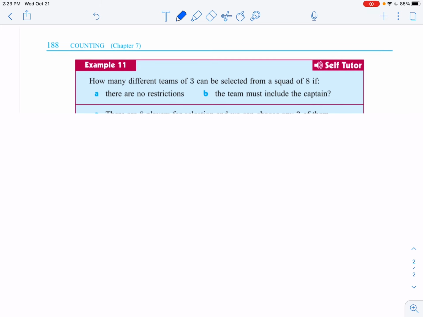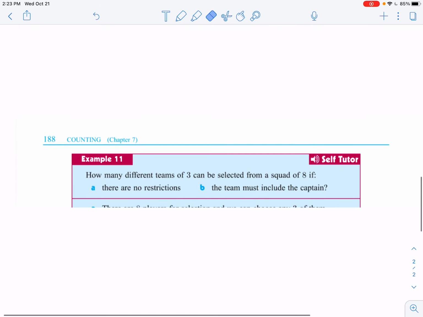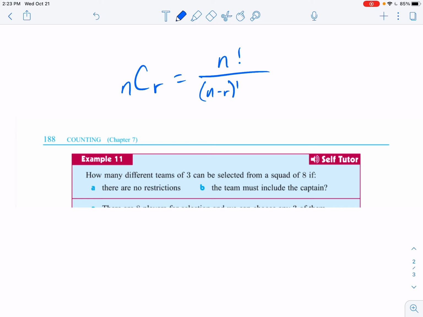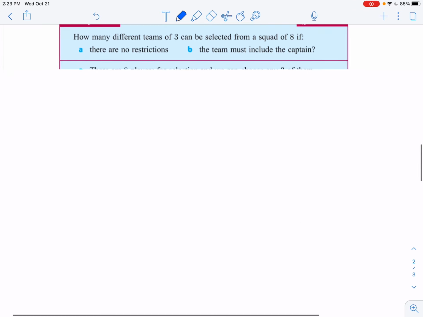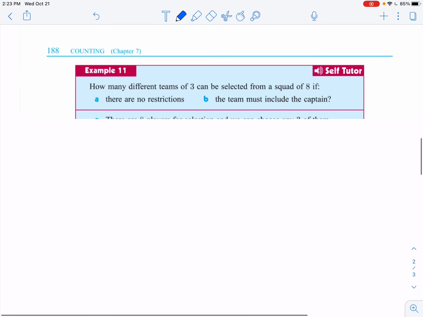How many different teams of 3 can be selected from a squad of 8? Now, different teams of 3 tells me that it doesn't matter what order I pick them in. So now we're looking at a combination. And a combination, hopefully we have talked about it in other videos. That formula is n factorial over n minus r factorial times r factorial. How many different teams of 3? Okay, so we're doing 8 choose 3. If there are no restrictions, it's just 8 choose 3.